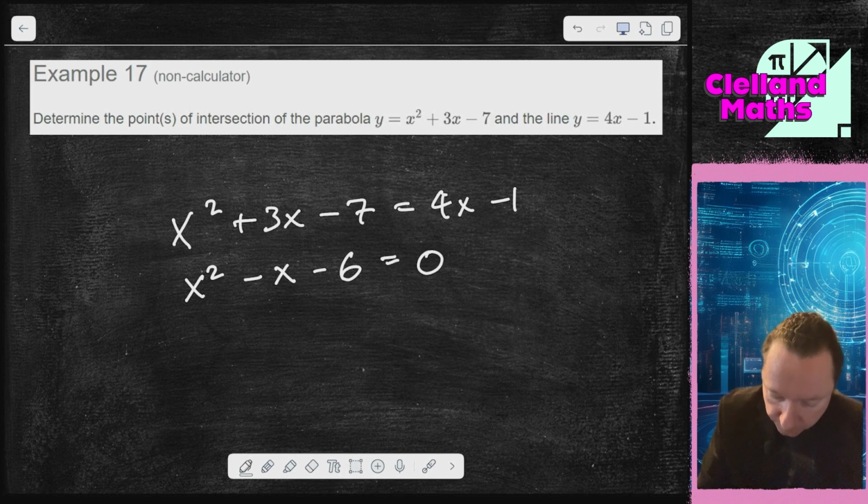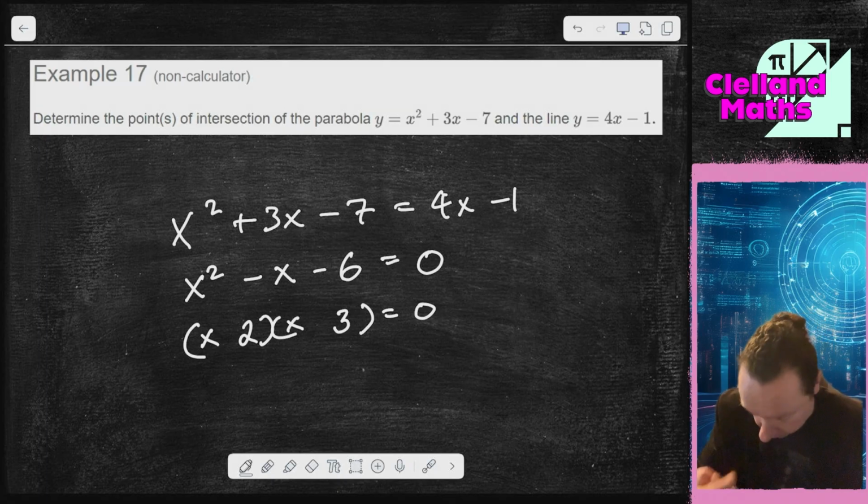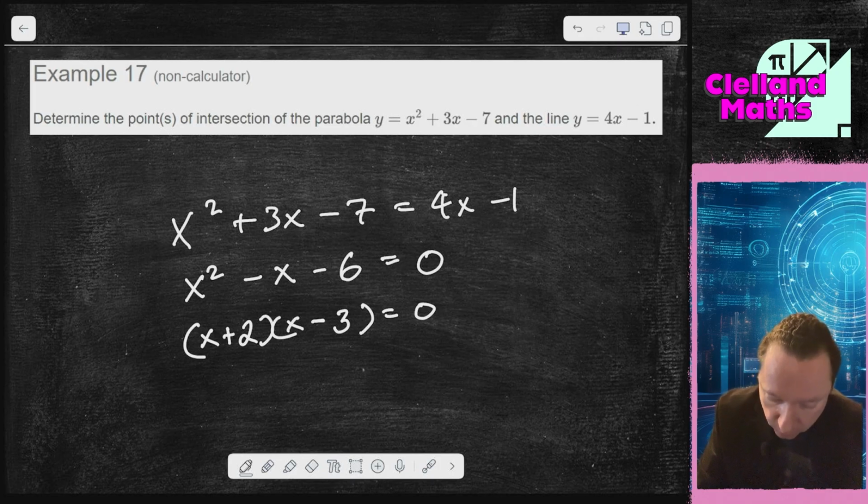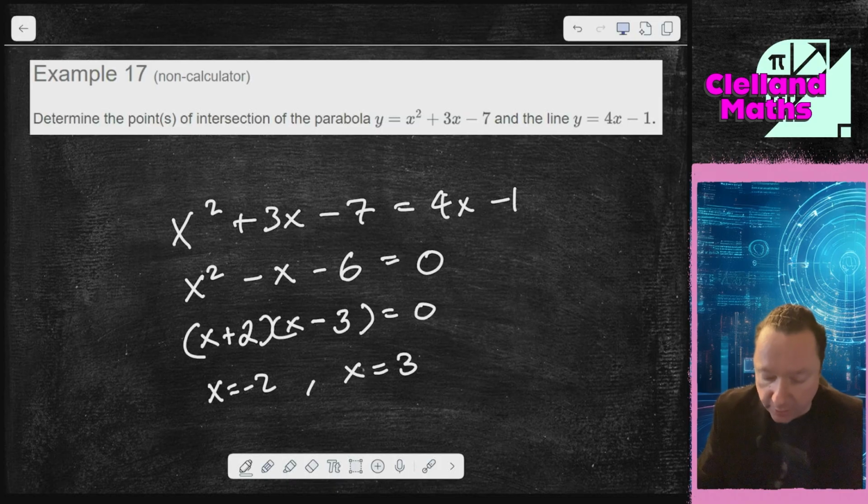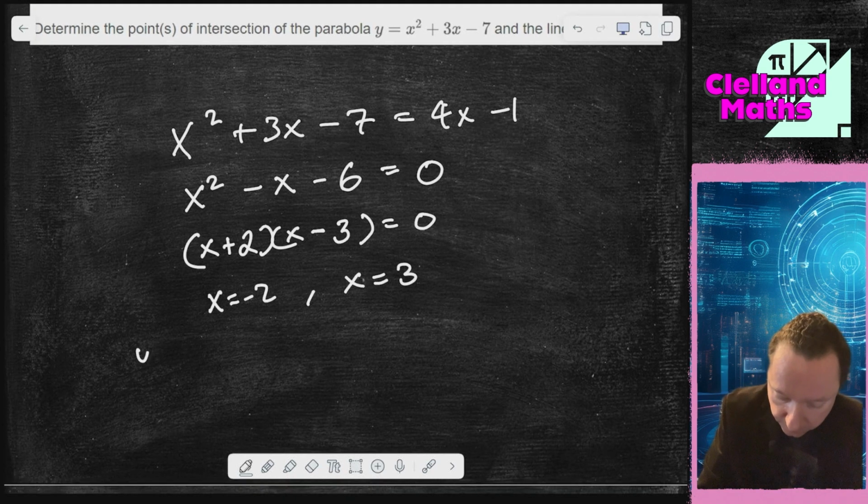Equals 0. So now we need to check if it's factorizable. So we've got x and x, 3 and 2, minus 3 plus 2 is minus 1, minus 3 times 2 is minus 6. So x is minus 2 from the first one and x is 3. But we're not done there because we want the whole point of intersection, so we need to sub that into y. y is 4x minus 1.